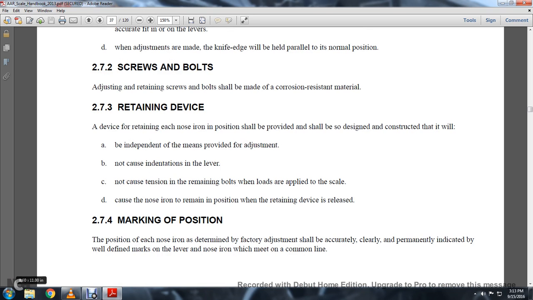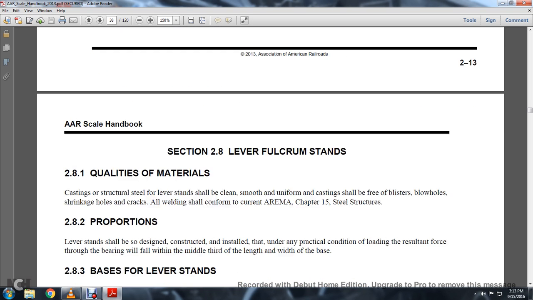2.7.4 Marking the position. The position of each nose iron, determined with the factory adjustment, shall be accurately, clearly, and permanently indicated by well-defined marks on the lever and the nose iron, which may meet on a common line.